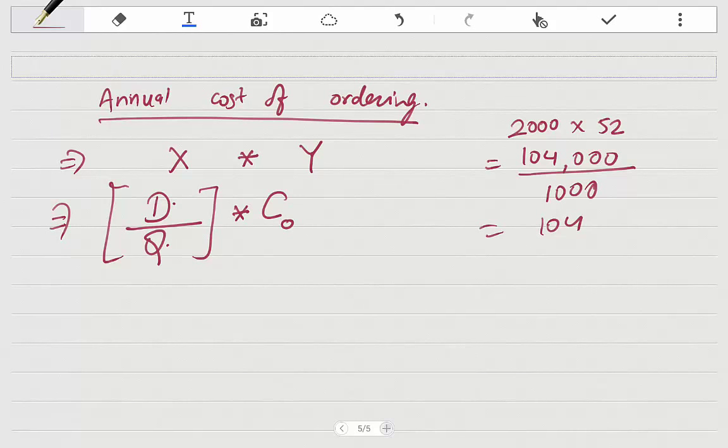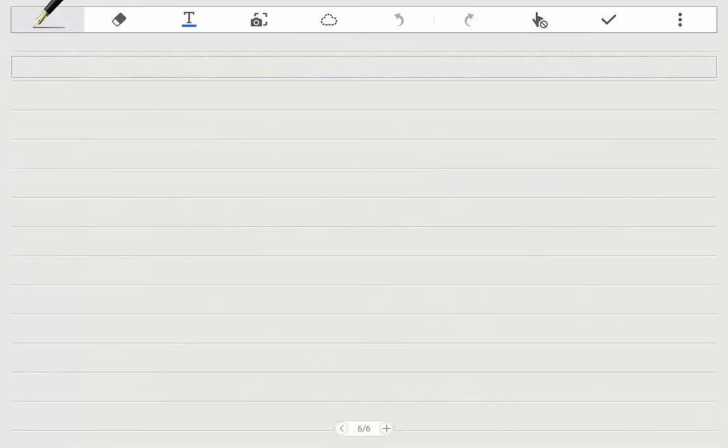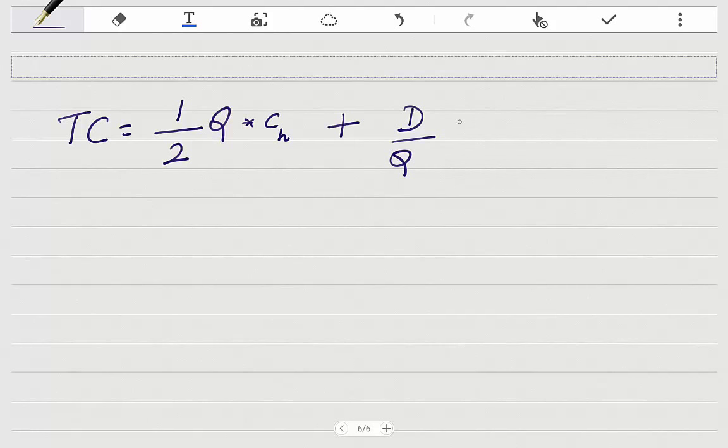Now that brings us to a more interesting part. We have basically built the model. Let's change the color while we are here. So that means our total cost, TC, is our first part, cost of holding, that is half Q, that is how much you order, that could be any number, times CH, cost of holding, plus your total demand per year, big D, divided by how much you order, Q, times CO, cost of ordering.